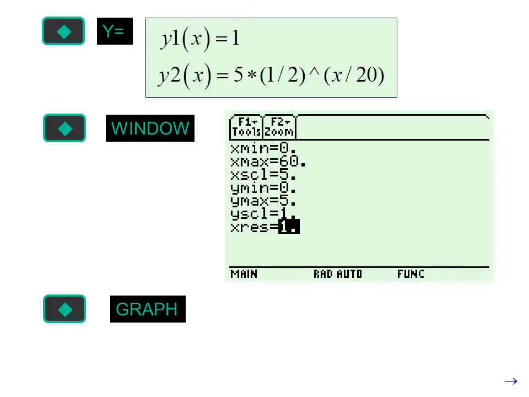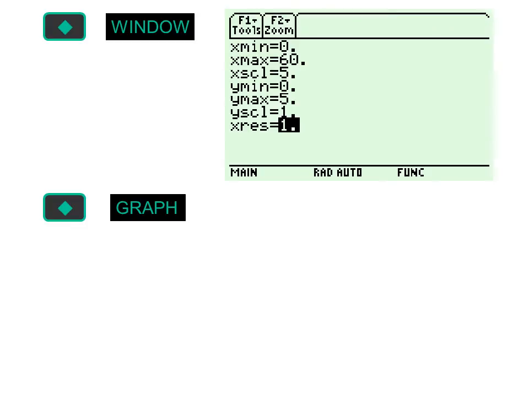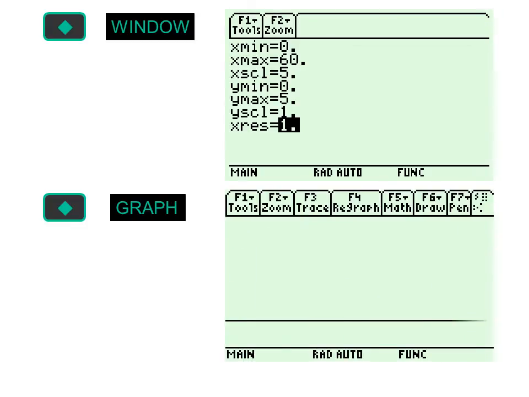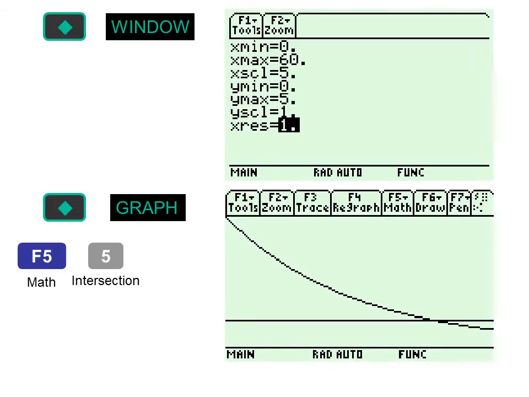Then we press diamond graph. And when we look at our graph, we can see where the amount present crosses the line that represents 1 gram. We just have to figure out where that intersection is. So we'll press F5, which is math. That's in the menu at the top of the screen. Then intersection, which is 5.